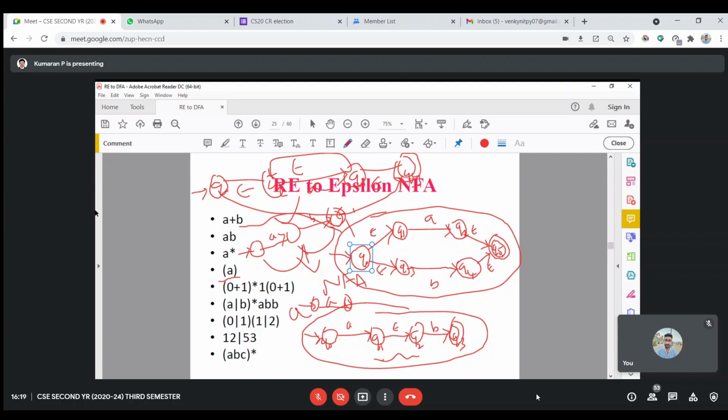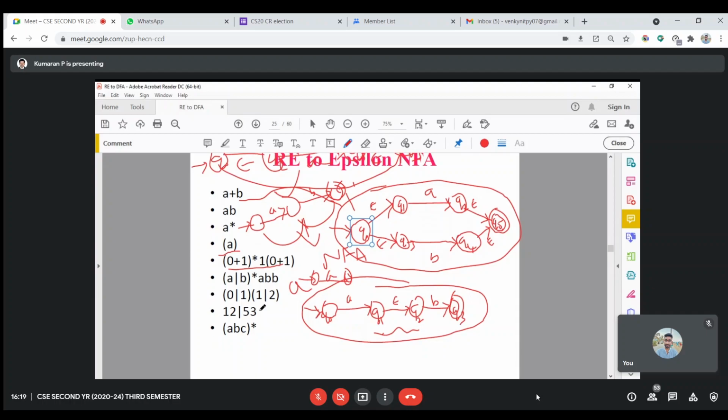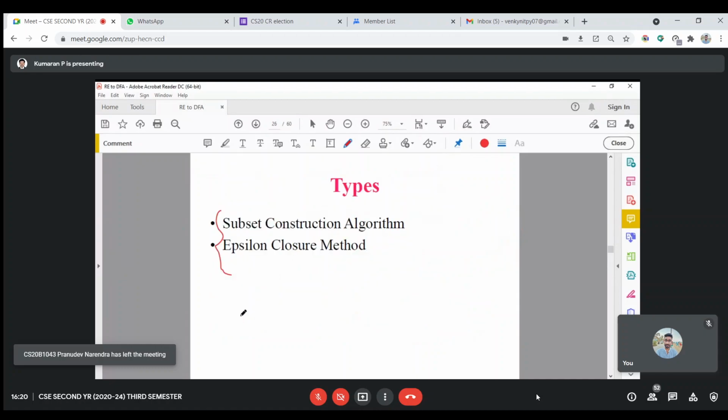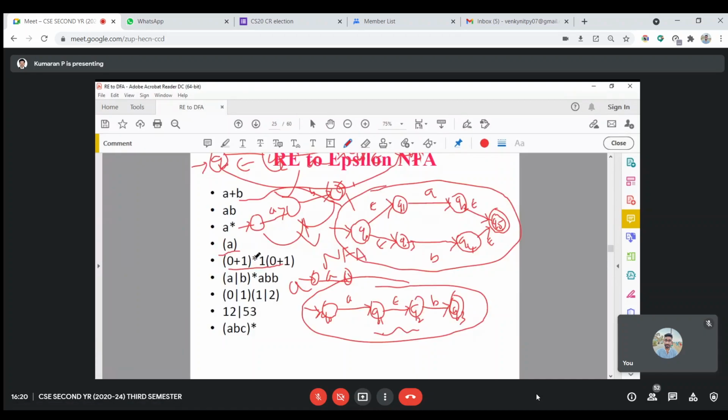Then what about a complex one? I don't think you are asking me whenever there is a complex one. No, not like that. I will do it, no problem. I'll be very happy to do that. 0 plus 1 whole star, concatenated with a 1, concatenated with 0 plus 1. Okay, I'll do it. First we have R and star.